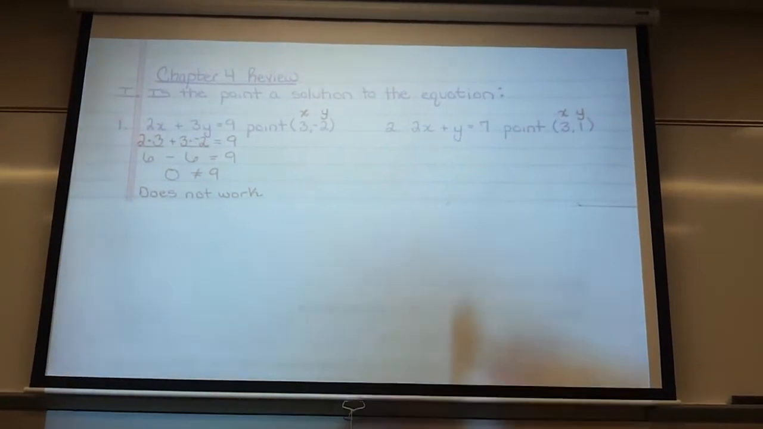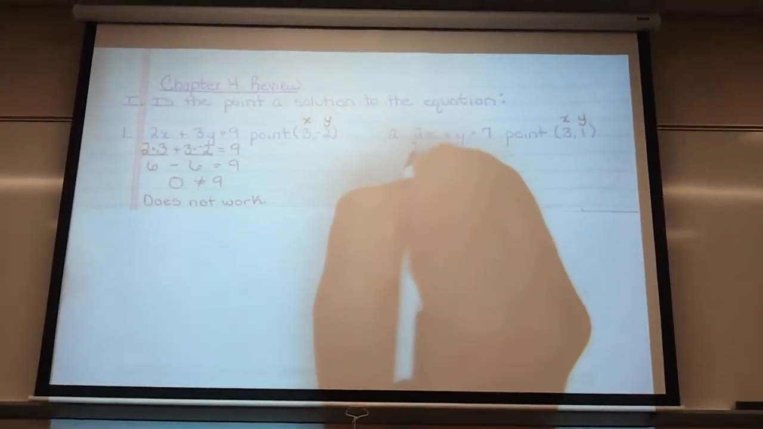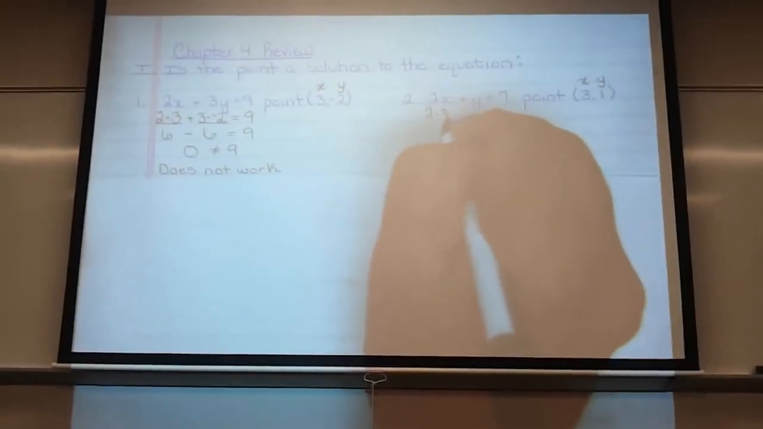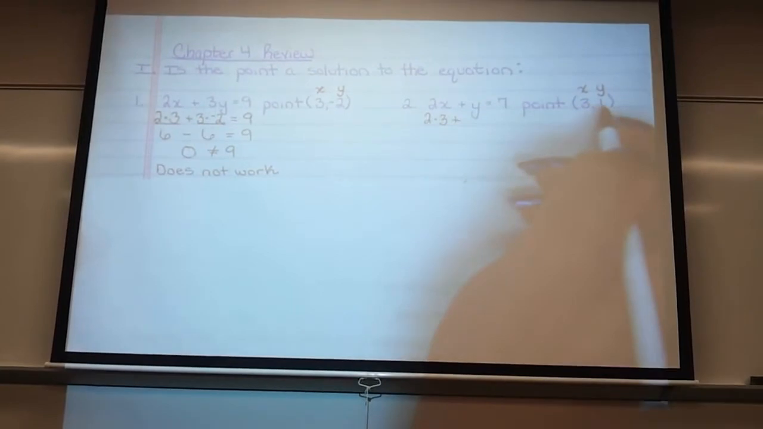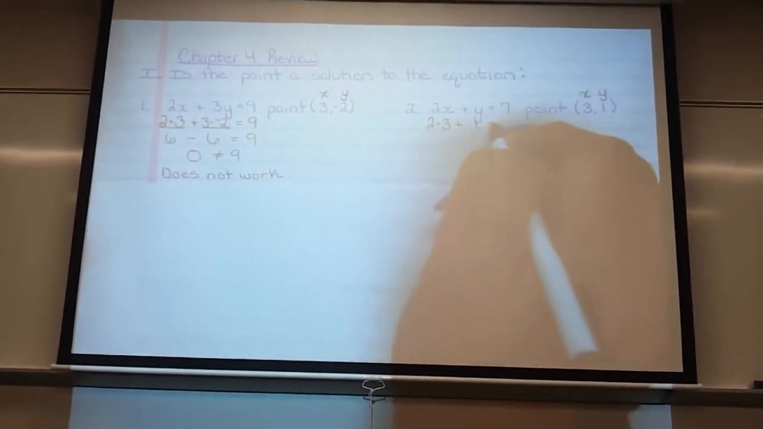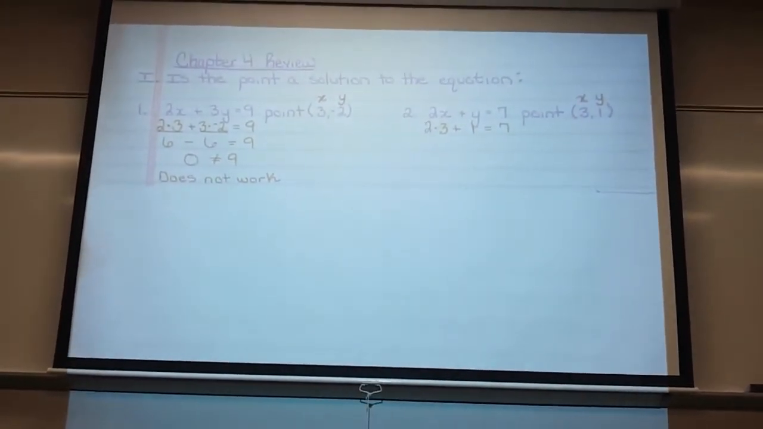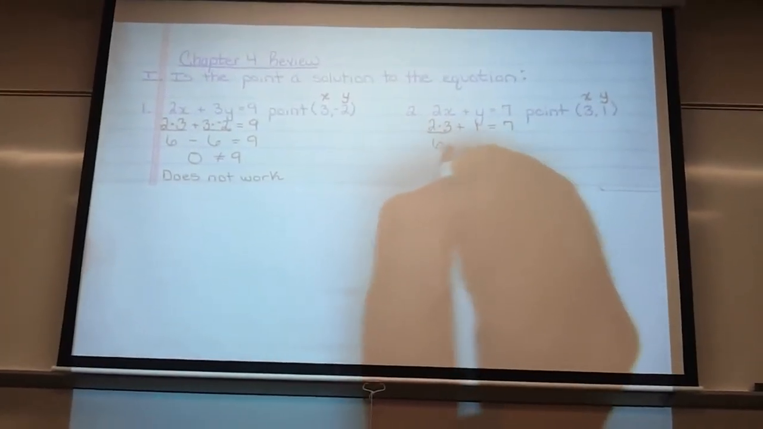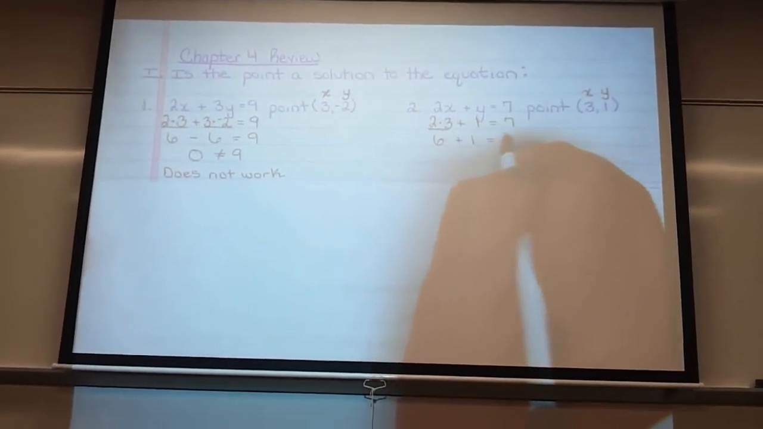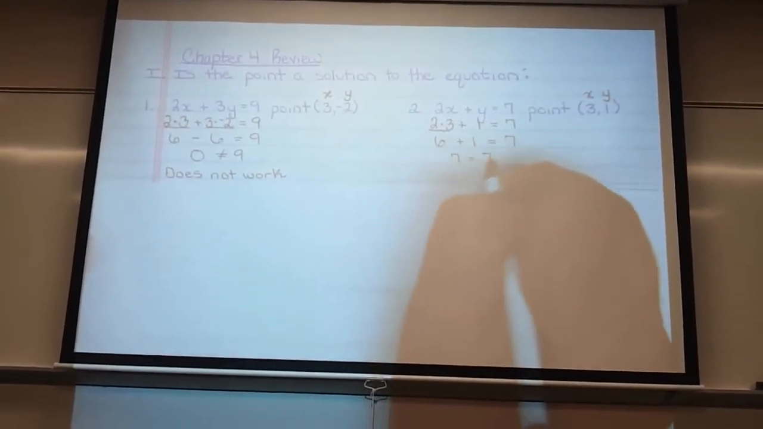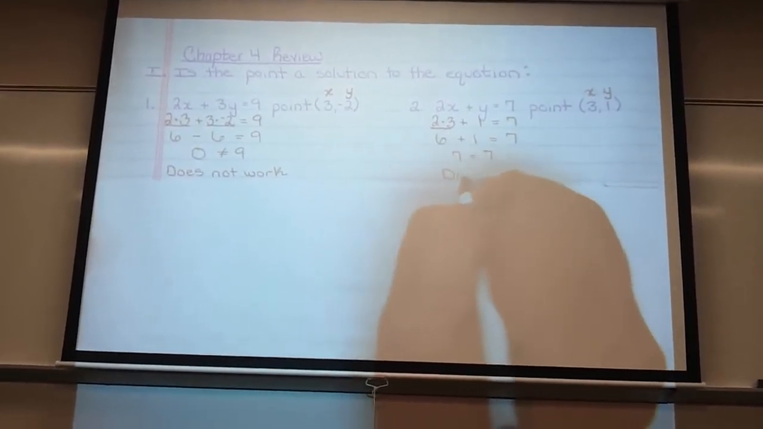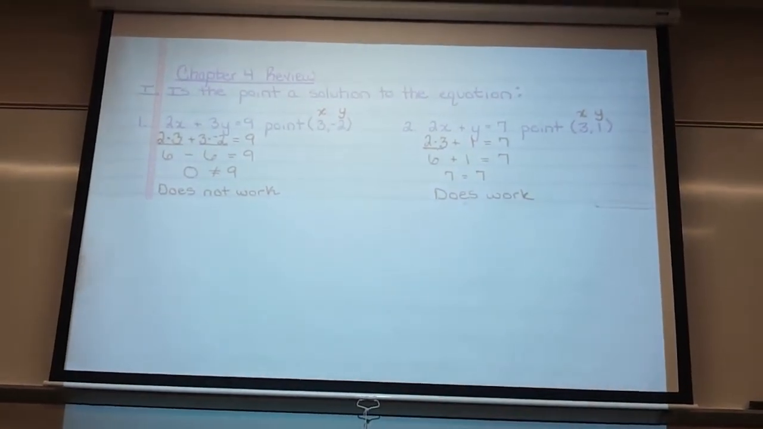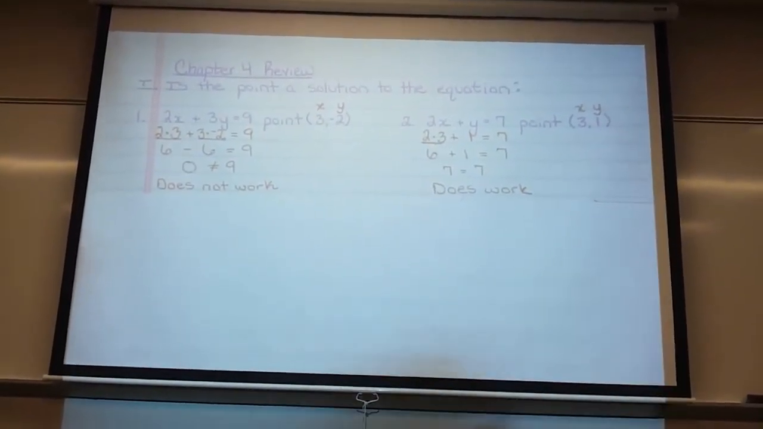Same thing with number 2. Again, I'm going to change my letters to their appropriate numbers. Or could you just put no? Yeah. Plus my y is 1 equals 7. Again, I've got to do order of operations, so I've got to do the multiplying first. So 2 times 3 is 6. Plus 1 is 7. Aha. 7 equals 7. So does work. Or yes. Okay. But your y up there was a 2. Oh, I looked at the different patterns.